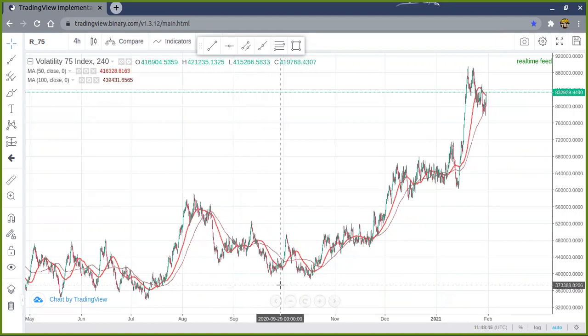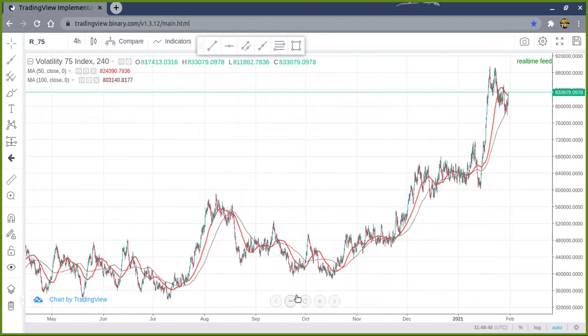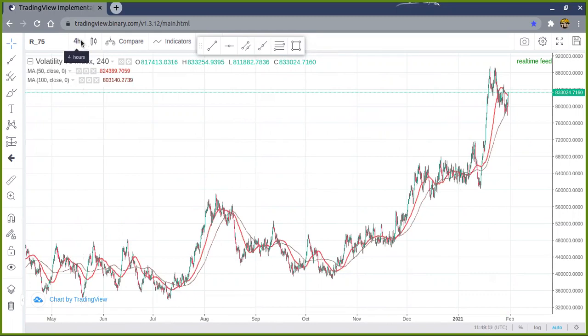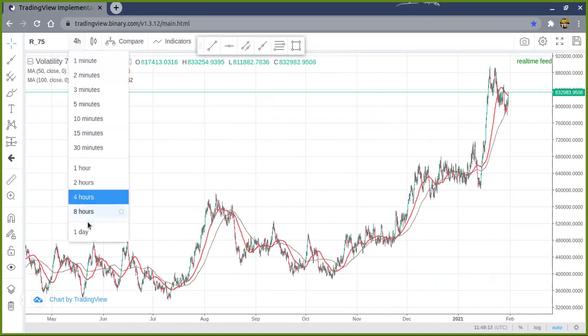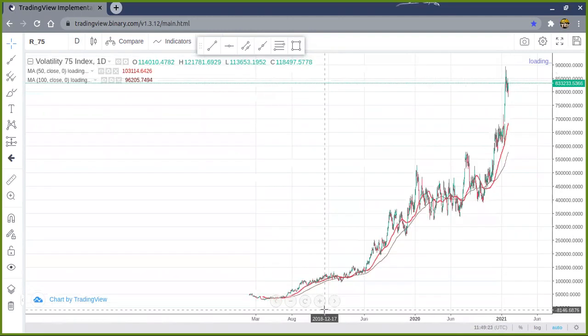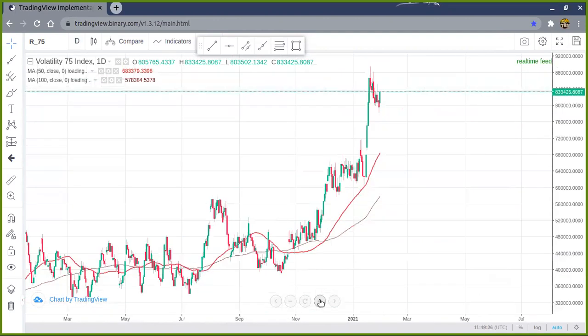If you've been wondering how to trade the volatility VIX 75, you can trade it without indicators, but I like to use the 50 moving average and the 100 moving average just to keep track of the direction. Okay, so let's go to the daily time frame. So this is the daily time frame.